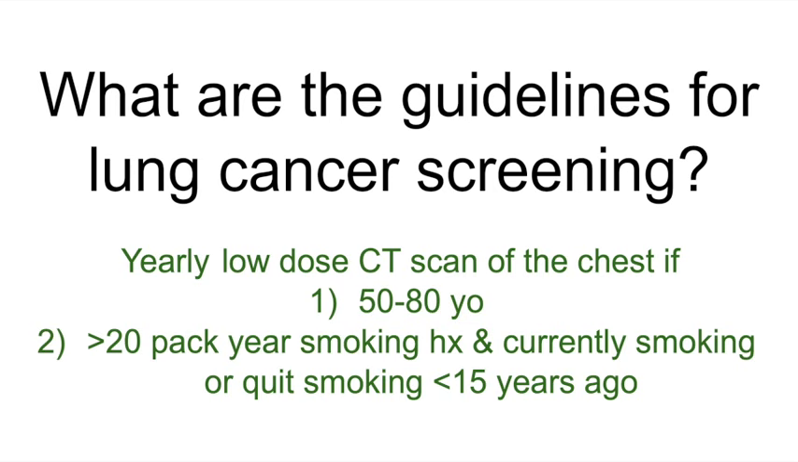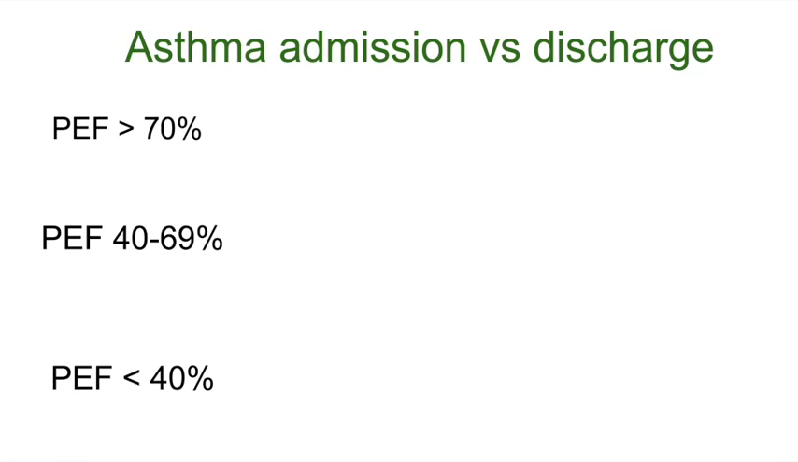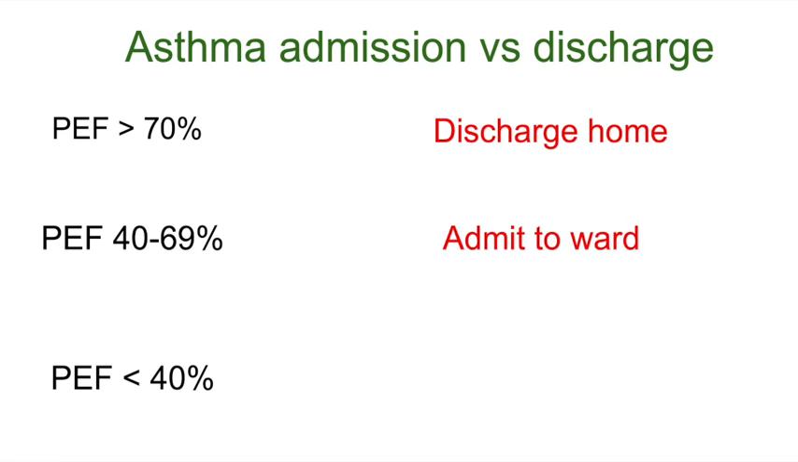So we're going to look at the pulmonary function test results and how you can manage patients with asthma. Do you admit them or discharge them? So if it is greater than 70%, you would discharge home. If it is between 40 to 69%, you would admit to the ward. If it is less than 40%, you would admit to ICU.